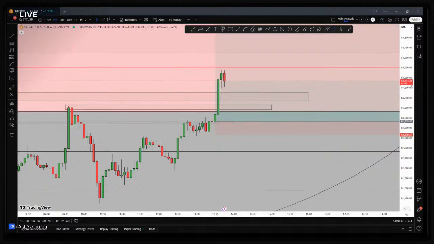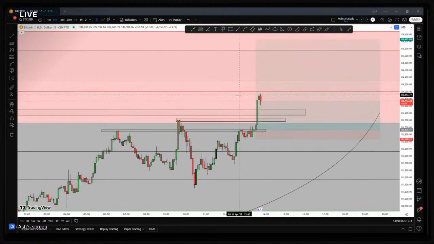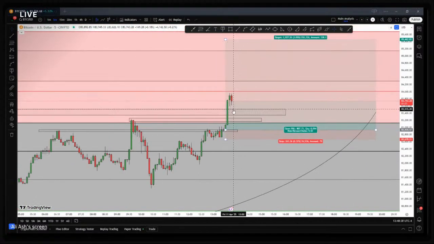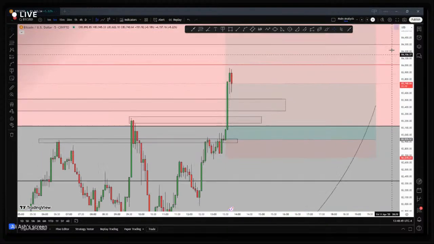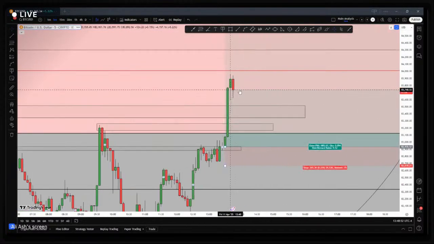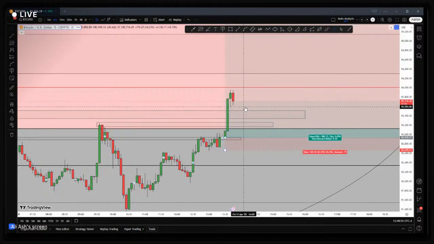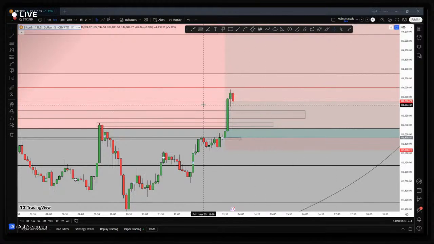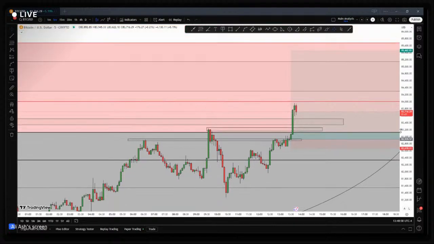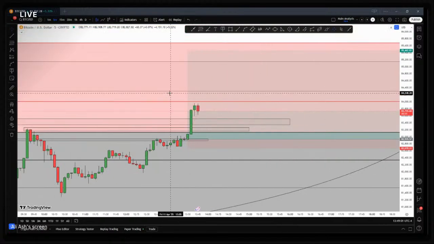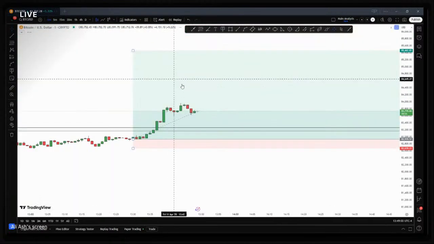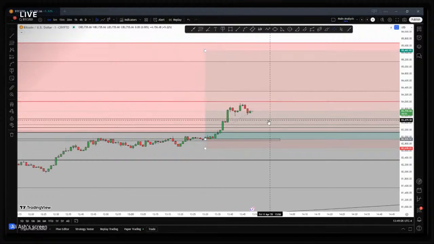So what's better? What do you think is better to do? Using this as support as a retest and then going for the long till here, or going short and getting stopped out maybe here. So I really don't recommend hopping in between a trend and going against the trend as well. But if you're scalping on a 1 minute chart, maybe you can do it.